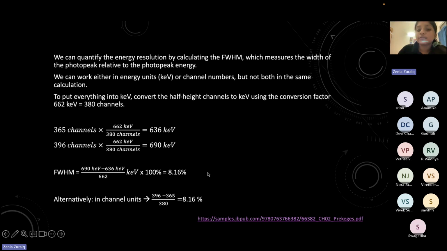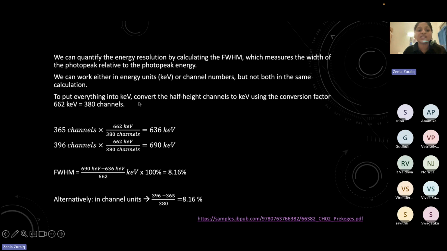On the other hand, if you want to calculate in actual units in keV, then we can convert the half height channels to keV using the conversion factor 662 is equal to 380 channels. So can anyone tell me why this conversion factor takes this form? Once we put the conversion factor, because we are essentially multiplying everything by the same factor, it comes out to be the same answer. But I still included this because it's an interesting thing. I hope from your lectures you should be able to tell me why 662 is 380 channels, or how I knew this. Please put your answers in the chat.